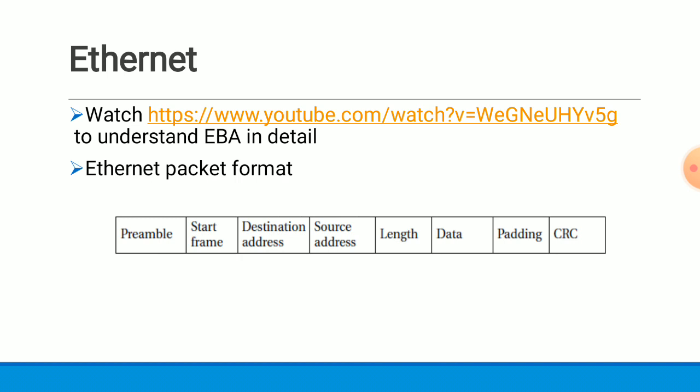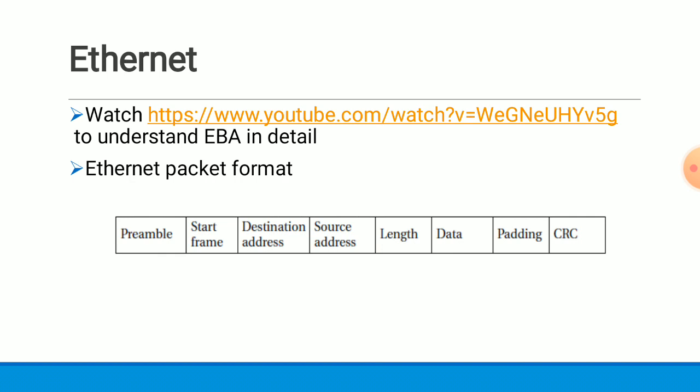The basic format of an Ethernet packet is given in the figure. Here an Ethernet packet starts with a 7-octet preamble and a 1-octet start frame delimiter, which marks the start of the frame. So the preamble is 7 bytes, and the start frame delimiter is 1 byte. The start frame delimiter is followed by the destination node's MAC address and the source node's MAC address, each 6 bytes in length.